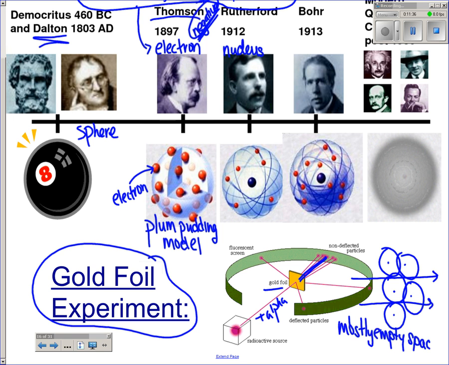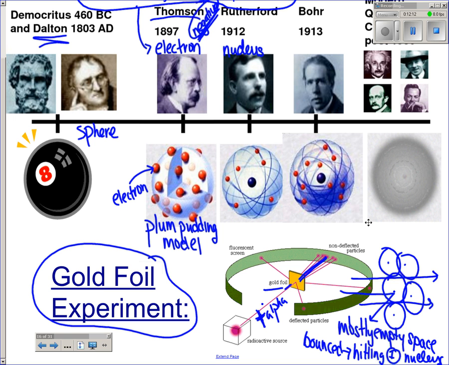Some of these particles, however, bounced backwards. So as they were trying to pass through the gold foil, if we zoom in on our atom here, instead of passing straight through, they would hit a nucleus and bounce back and deflect. The ones that bounced back, Rutherford determined that they were hitting the nucleus, and that nucleus was positive. And he knew it was a positive nucleus because the particles that he was shooting through this foil were positive particles. So positives repel positives.